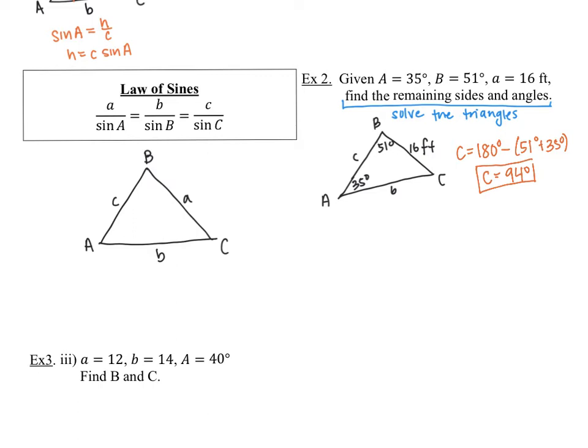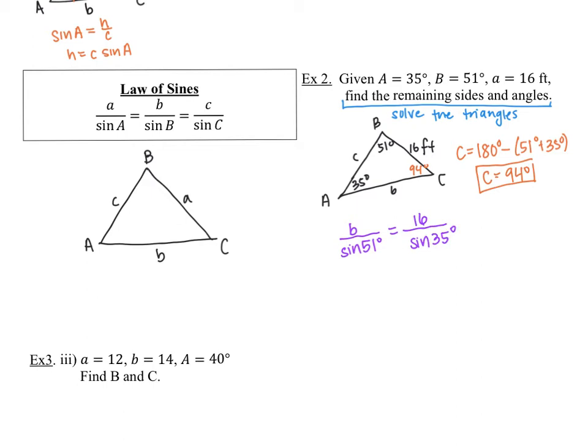Let me look at the next one. Should I get B or C? Doesn't really matter at this point. Let me label the 94 degrees here. I'm going to go ahead and get B, I guess. So according to this ratio, if I do B over sine of big B, which is 51 degrees, I could set that equal to a given side over the sine of the angle. So I could say it equals 16 over sine 35, or I could say it equals C over sine 94. I would rather use the 16 because I don't want to introduce a second variable. So since I know another side, I'm going to do 16 over sine of 35 degrees.